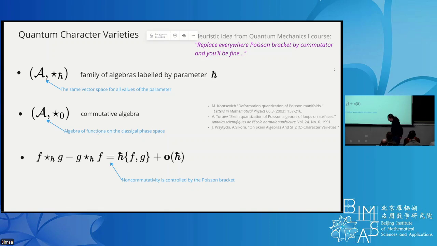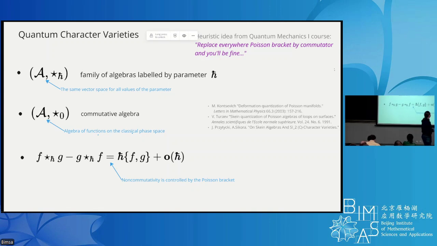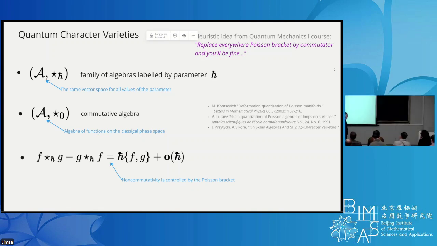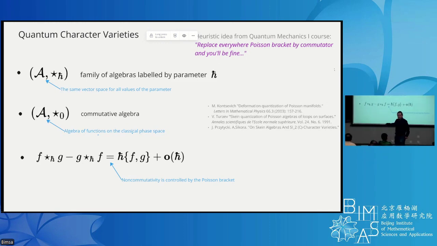So for mathematicians, the quantization of a Poisson algebra really means a family of associative algebras, which are labeled by one parameter, h bar, the Planck constant. And the idea is that all these algebras, for all values of the parameter, have the same underlying vector space. It's just the multiplication operation that we deform.